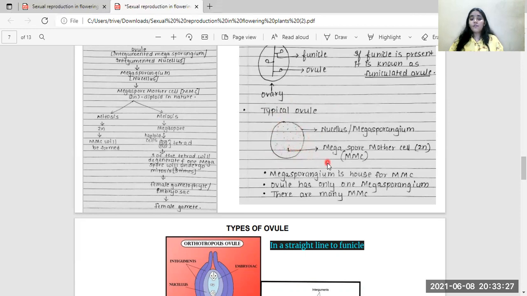It consists of megaspore mother cells. They are diploid in nature, and this whole structure is known as nucellus or megasporangium. Megasporangium is the house for MMC. Ovule has only one megasporangium, whereas before we saw that anther had four microsporangia. There are numerous MMCs, megaspore mother cells, but there is only one megasporangium or nucellus.